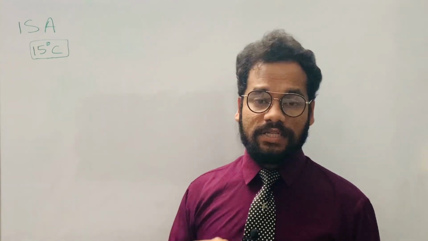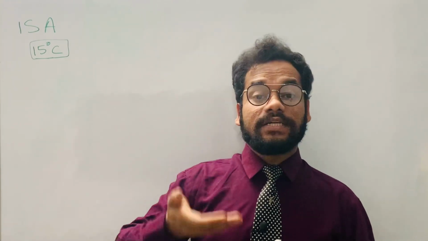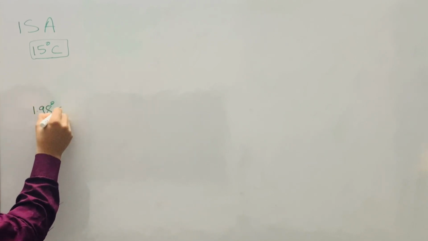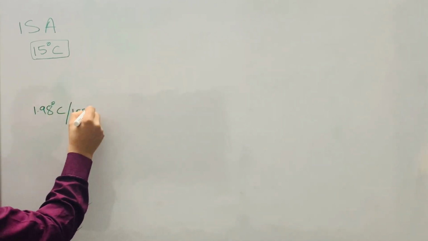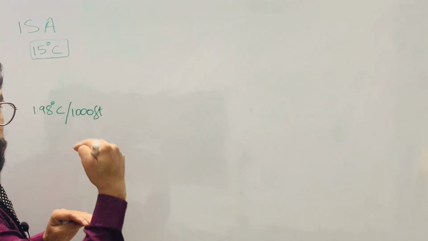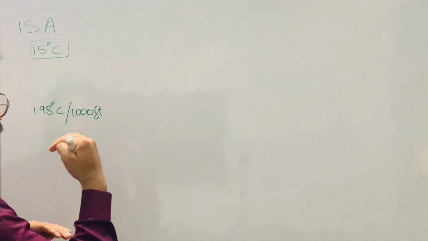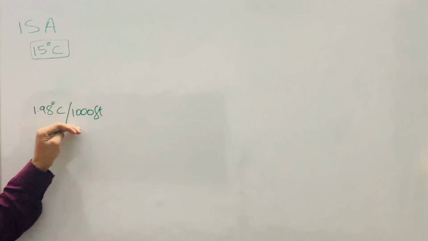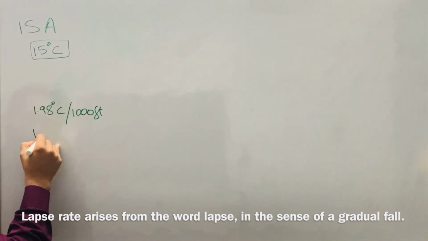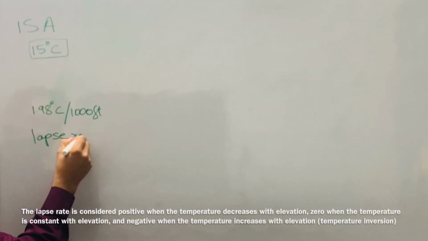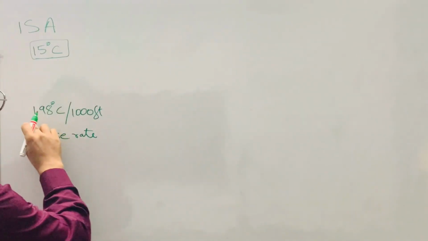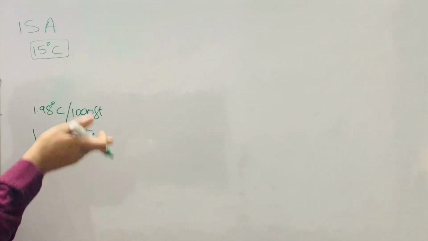Now this temperature, which is at sea level, decreases as the altitude increases. And how does it decrease? It decreases at this rate, which is 1.98 degrees Celsius per 1000 feet. So as the altitude increases, for every 1000 feet there will be a decrease in temperature by 1.98 degrees Celsius, and this is called the lapse rate. So what is lapse rate? Lapse rate is the decrease in temperature per 1000 feet as the altitude increases.